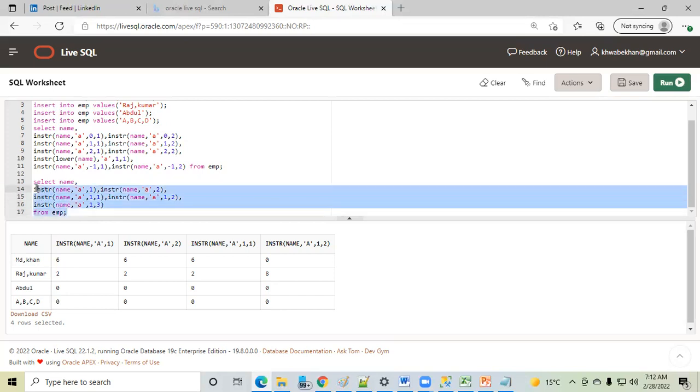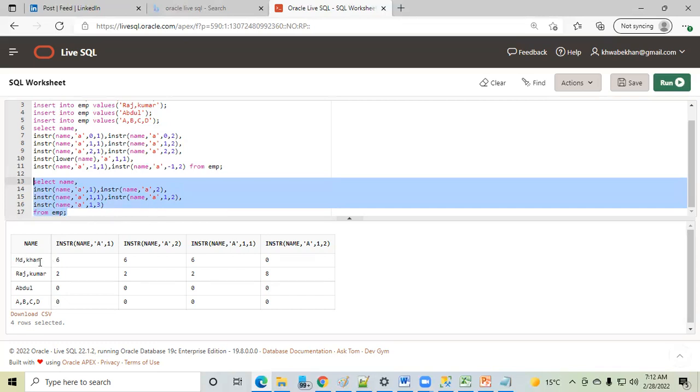Now, before executing this, can you guess what will be the output for Muhammad Khan? 0. Why? Third occurrence is not there. Very good. What about Rajkumar? It's 0. Why? Here also the third occurrence is not there. Similar justification for Abdul and ABCD. Hope this is clear now. I'm running this. All are 0. Any question so far?